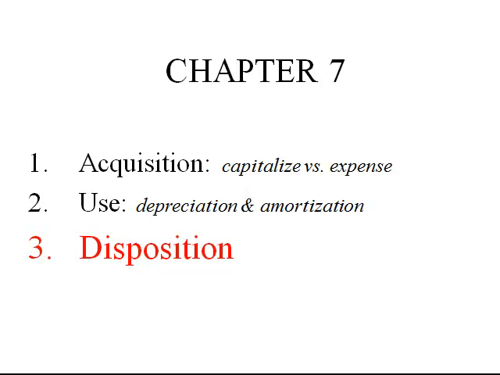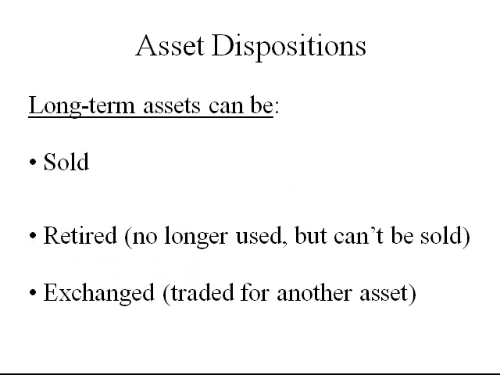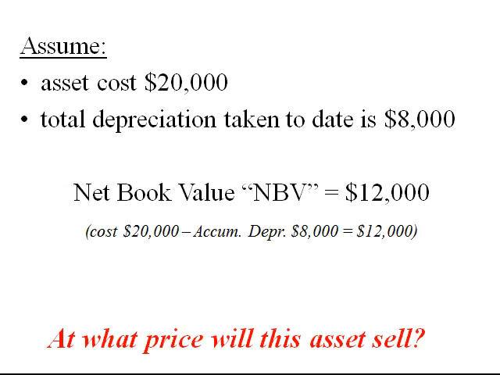At the end of the asset's useful life, it will be disposed of. It will be sold if we can generate some proceeds. If we cannot, it will simply be retired, meaning it's no longer used but can't be sold, or it could be exchanged, traded in for another asset.